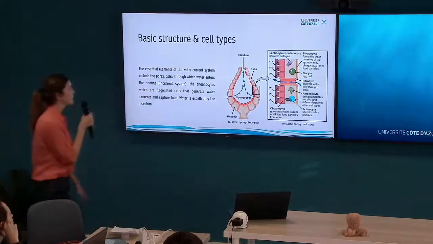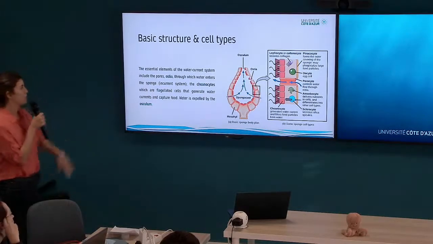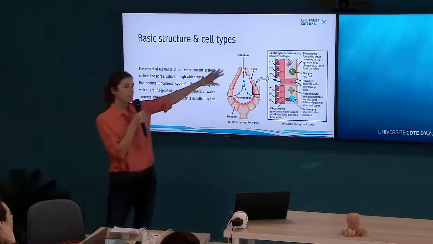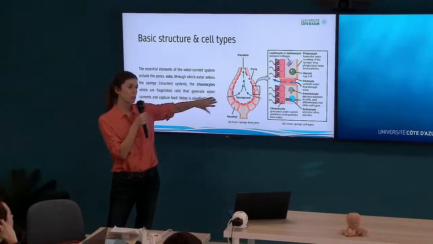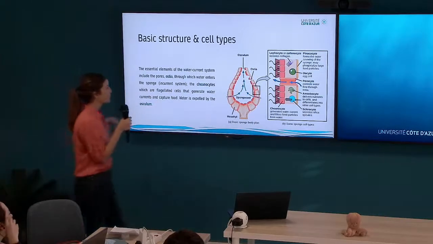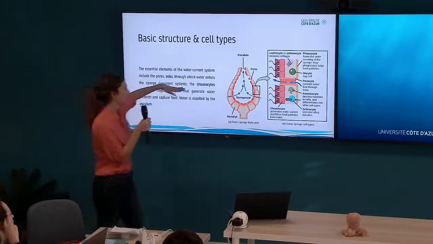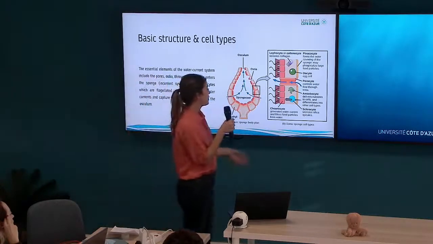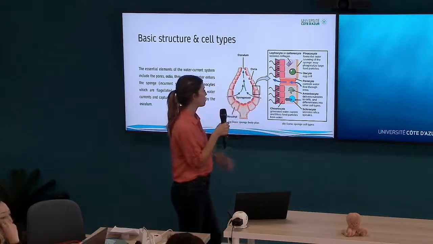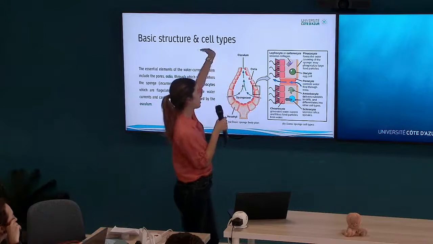So here we can see the structure of the sponges and the cell types. So very quickly, this is the most basic structure, but not the most common. But for pedagogic reasons, I chose this one. So the water is going to be entering the pores that are called ostia, as I told you, and then there are these cells that are called choanocytes that are going to be filtering the food particles, while the water is going to be leaving by the osculum.